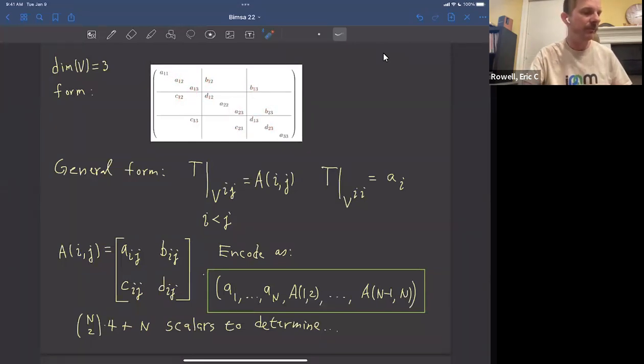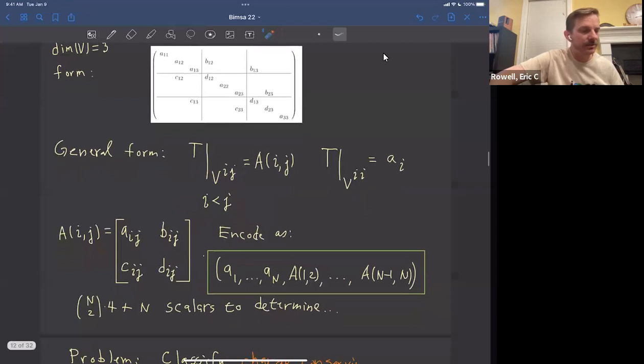So the general form for any charge conserving operator will be, just take T, when you restrict it to Vij, we'll call that Aij. This is for I less than J, you might as well choose. And then for the one-dimensional spaces, we'll just call that scalar AI. So in general, you can encode any charge conserving operator on two copies of a vector space just as a sequence of n scalars and n choose two 2x2 matrices.